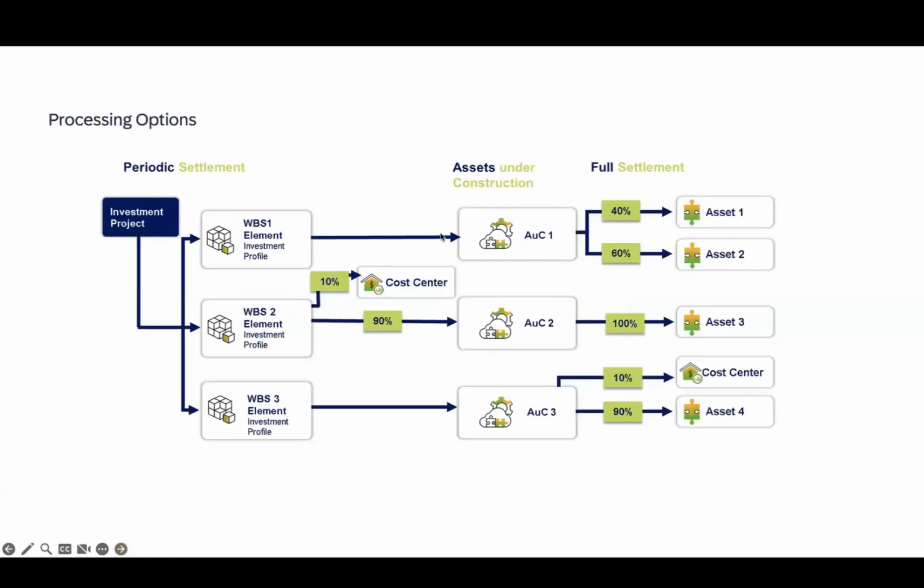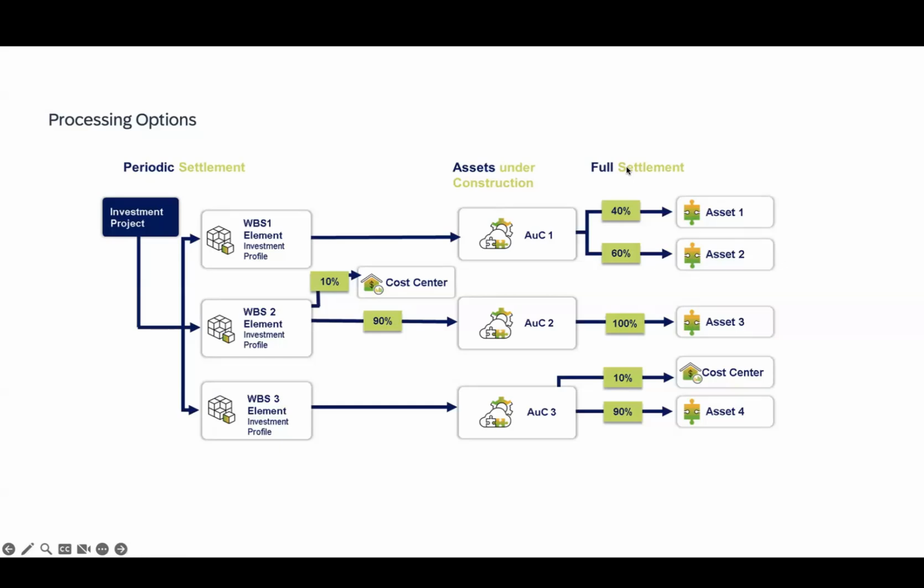And I think this probably shows you the best sort of vision of that. So as we go through, we have an investment profile against the work breakdown structure element. Let's take this one. Through the month, we're posting into that. The settlement rule there for the periodic settlement is saying that 10% should go to this cost center. Then 90% is posted to the asset master, but into this asset under construction.